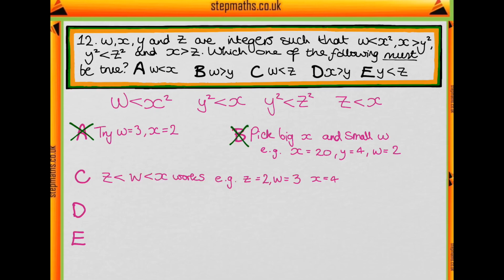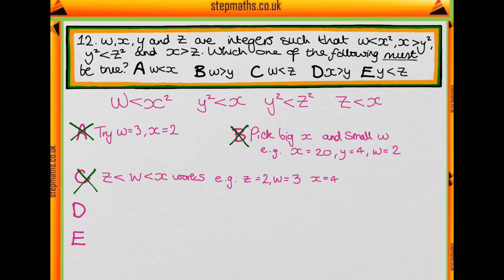So for c, we know that we can have this work. In c, we're told w is less than z, but here we can have z less than w less than x, e.g. with 2, 3 and 4, where all of these conditions hold, so it can't be c.